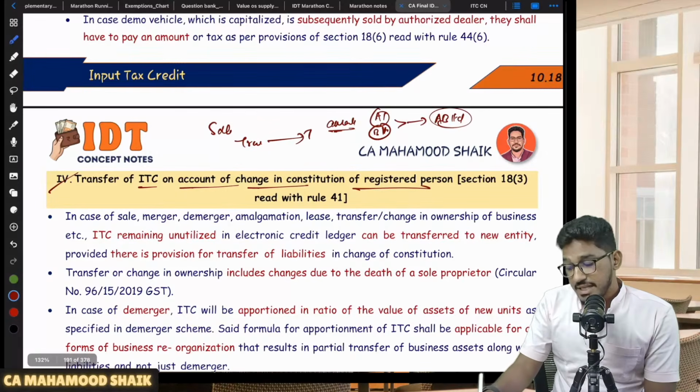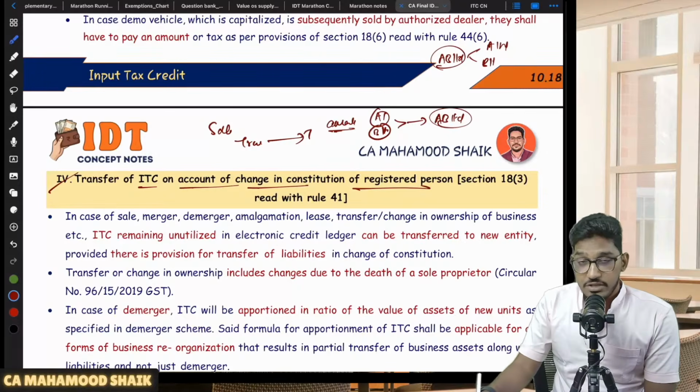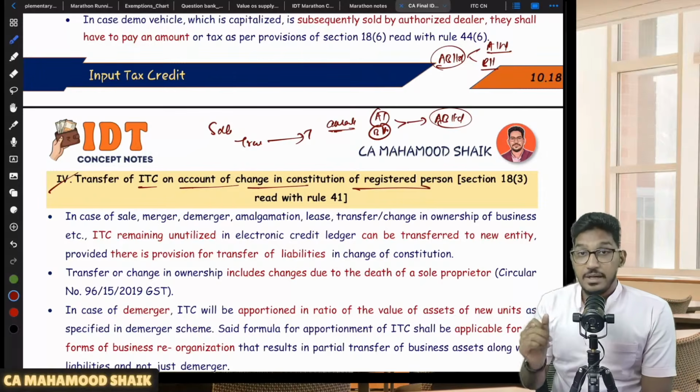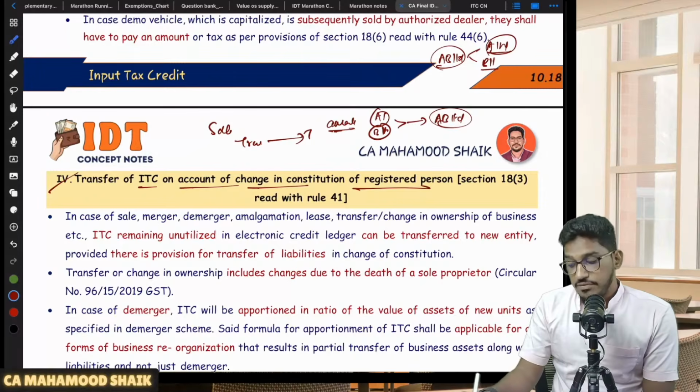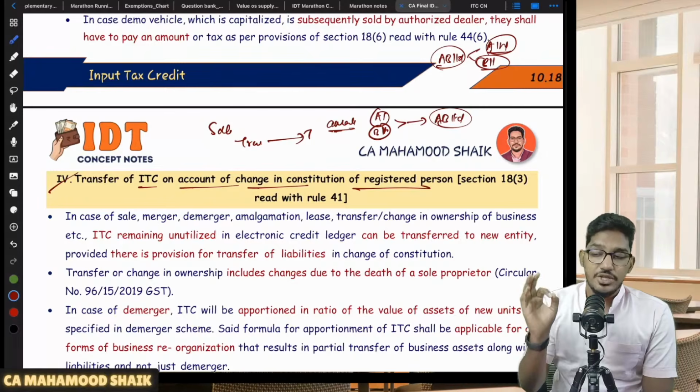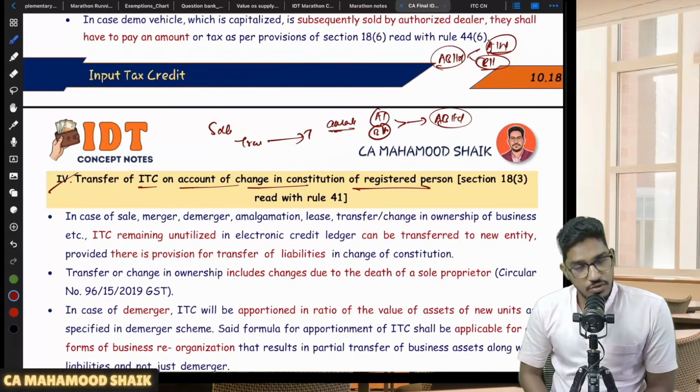Let us say one company is getting demerged, AB Limited is getting demerged into A Limited and B Limited. In that case, whatever ITC is lying in their electronic credit ledger, they can transfer it to A Limited and B Limited. But in which ratio, sir? In the ratio of assets, you are required to apportion it.